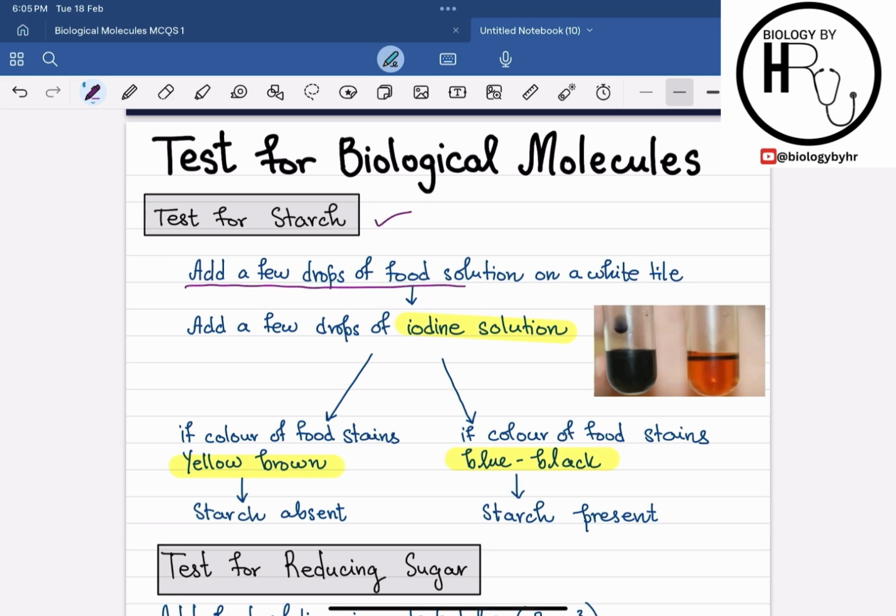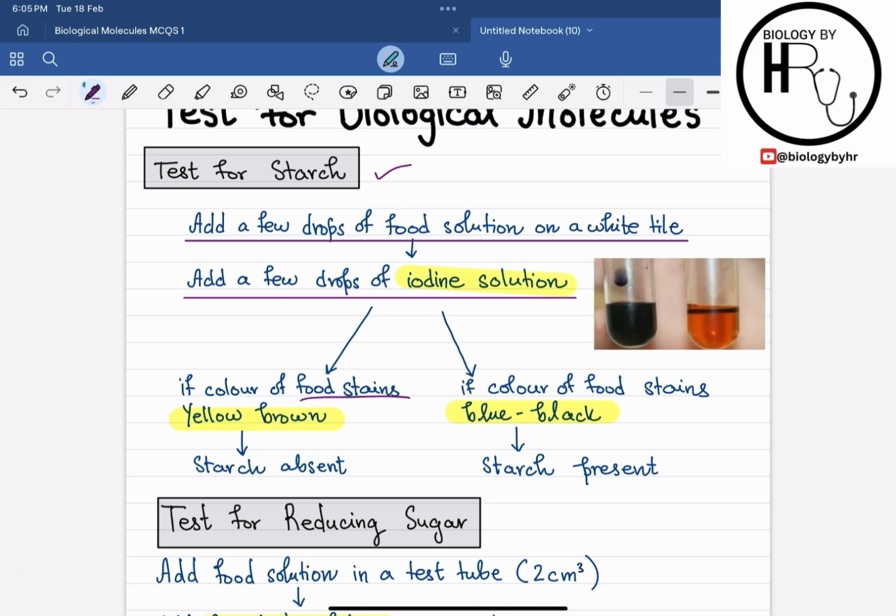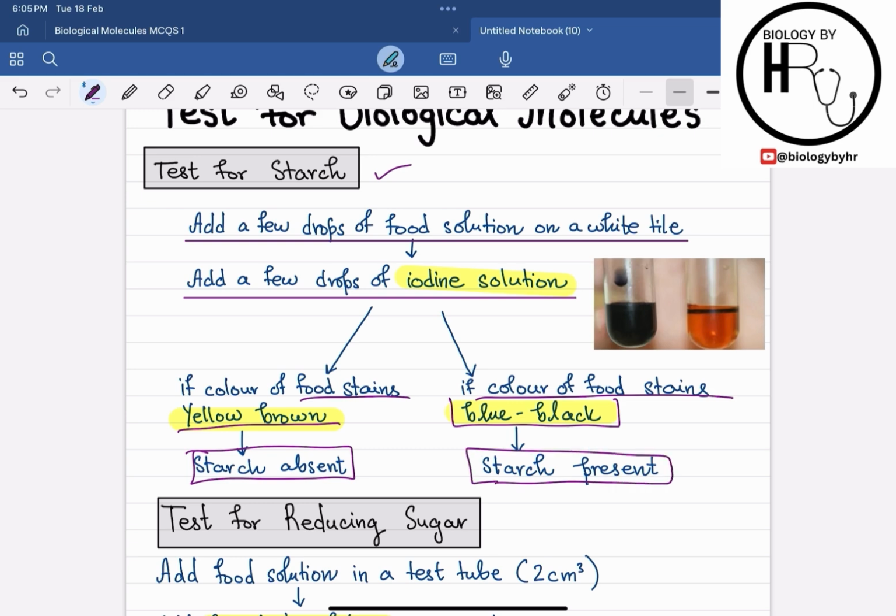Basically, we will add a few drops of the food solution on a white tile. Then we add a few drops of the iodine solution. If the color of the food changes to yellow-brown, it means that starch is absent. If the color changes to blue-black, it means that starch is present. Blue-black is a positive test for starch. And if it is yellow-brown, starch is not present, it is absent.